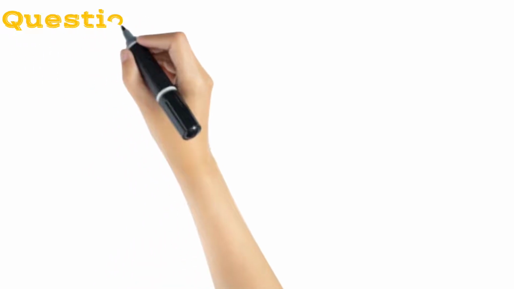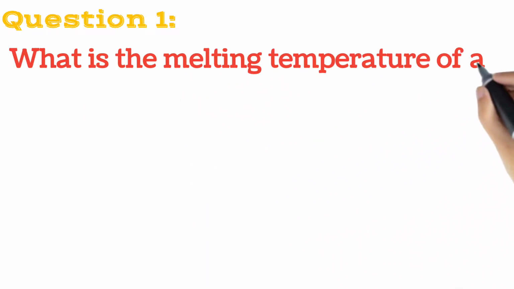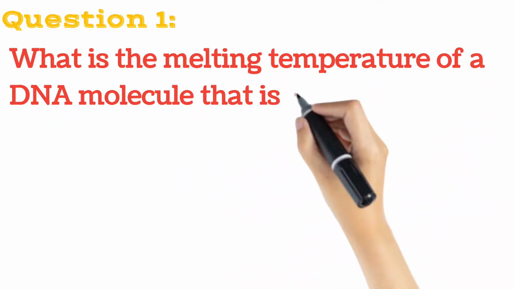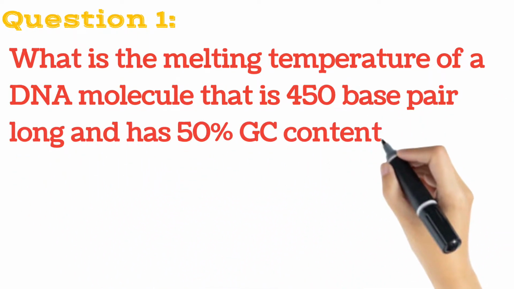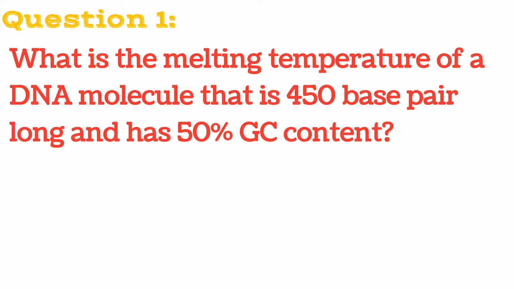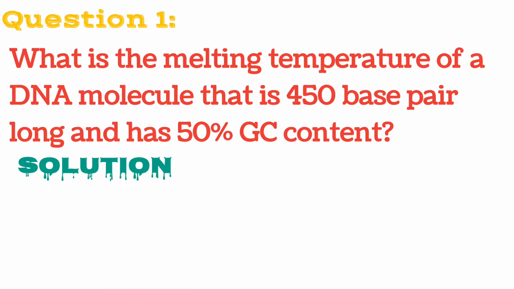So let's have our first question. Question is, what is the melting temperature of a DNA molecule that is 450 base pair long and has 50% GC content? So we'll try to solve it. But before, let's talk about the reactions of students in examinations when they face these questions.